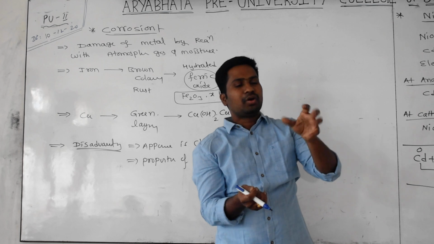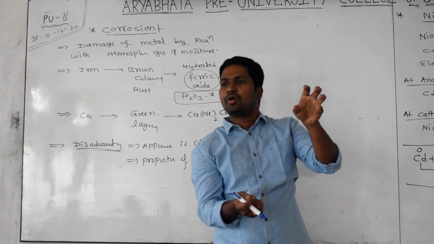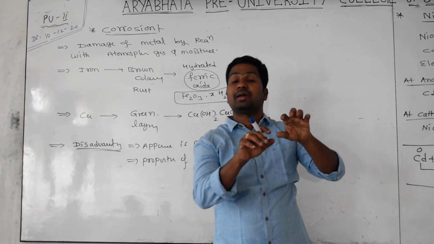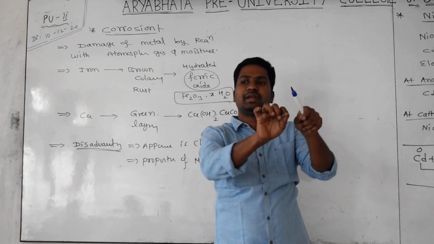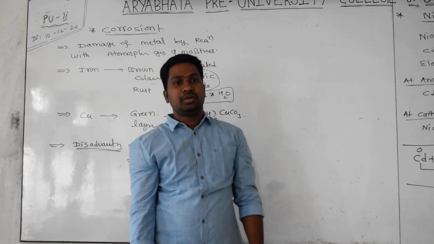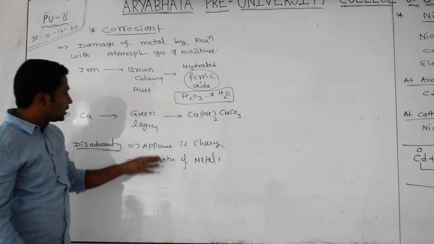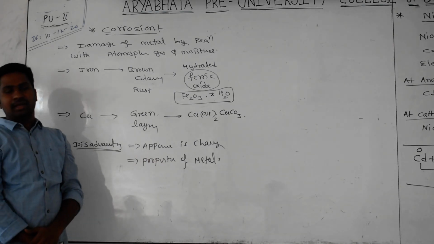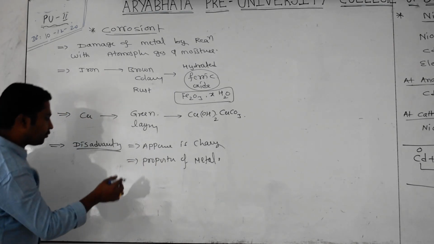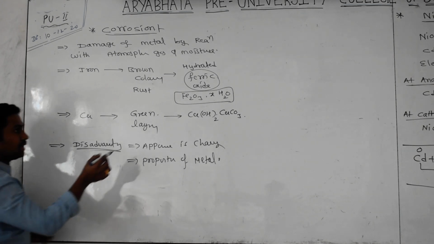Why? Because of rusting, gaps will be formed between the metal atoms. Automatically, they become brittle in nature, like a graphite pencil. Looking will be very hard, but if you keep it like this, it will break down. So because of corrosion, all its properties will be changing, appearance as well as properties. Okay, now how will rust form in case of iron? I will explain here.